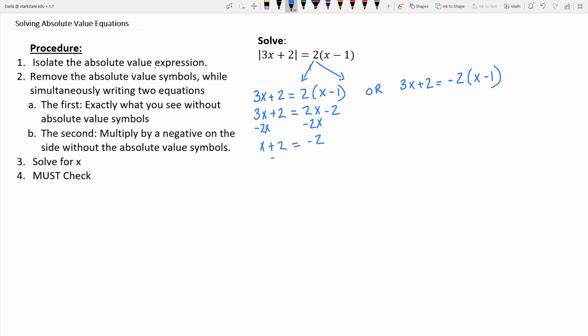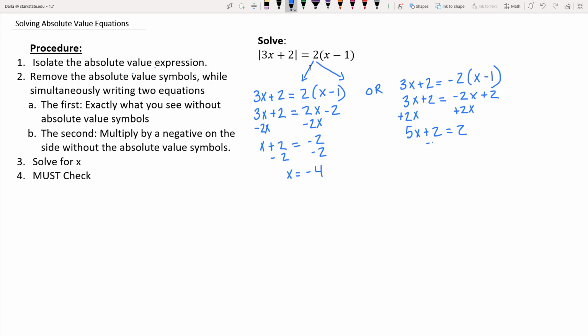So I'm going to go ahead and subtract 2 from both sides. And this piece tells me x is negative 4. If I go to solve the second equation, I'm going to go ahead and distribute that negative 2. So I get negative 2x plus 2. Add 2x to both sides. And I get 5x plus 2 is 2.